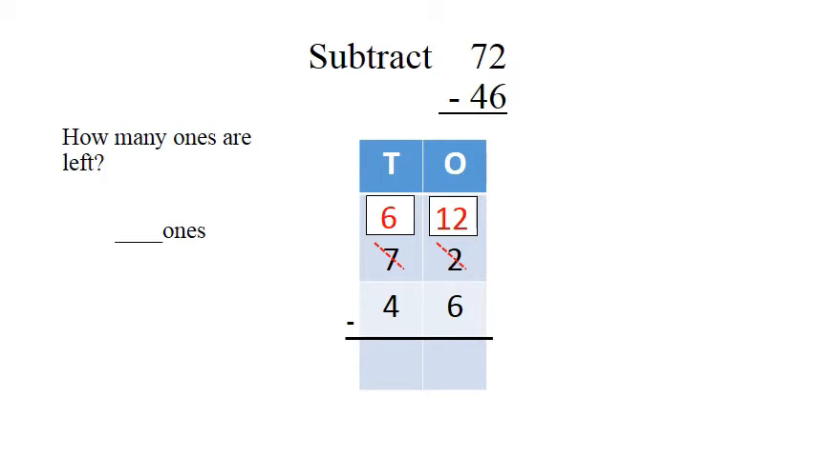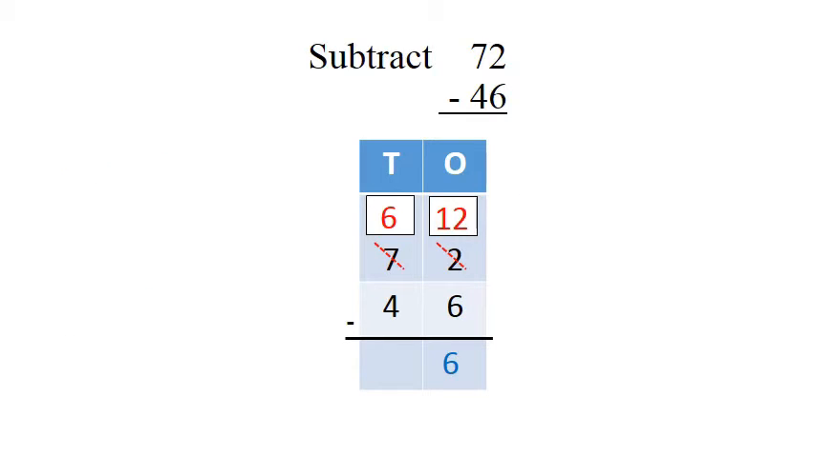Let's find out. We're going to do touch points to get it. So I say the number and then I do touch points backwards. 12, 11, 10, 9, 8, 7, 6. I have 6 ones left over. And I'm going to show that in the ones place.